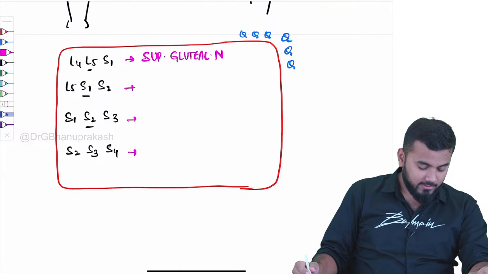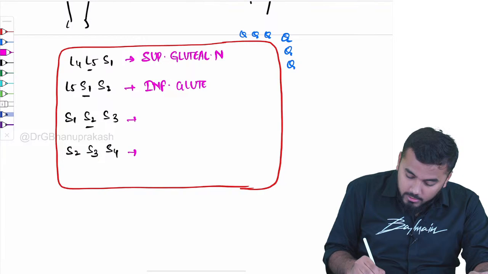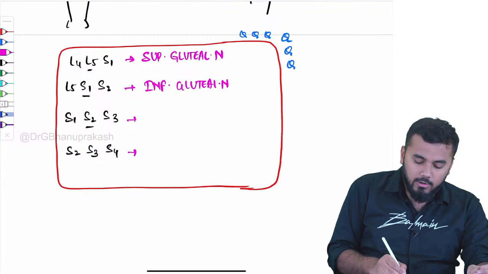Very good. It will be inferior gluteal nerve. Inferior gluteal nerve. Okay. So, the root value of the inferior gluteal nerve will be L5, S1 and S2.